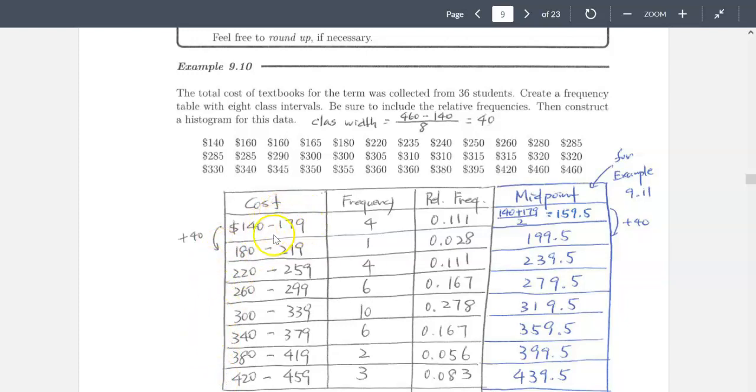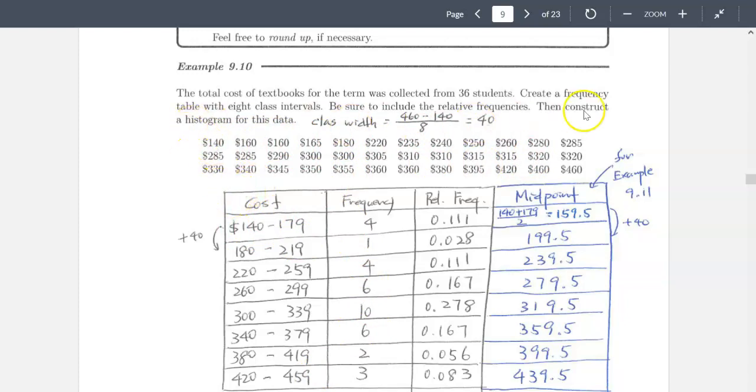Now, how do we get this number? Since when we add 40, you get 180, the one number before 180 is 179. Once you figure this number out, you do the same thing. You keep adding 40, then you get the second set of numbers all the way down. After you do that, you go through all of this one by one and tally them.